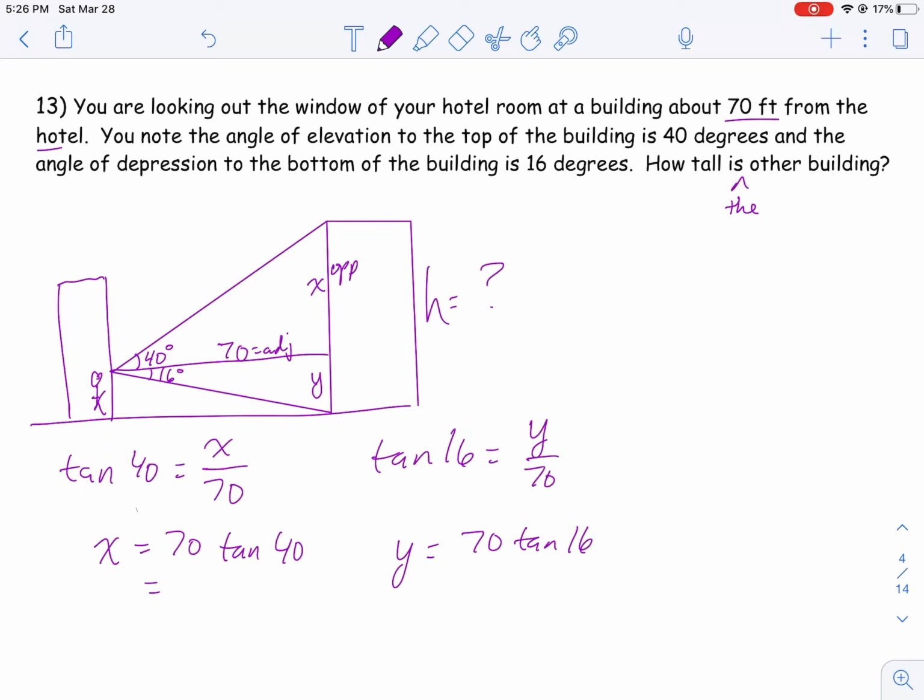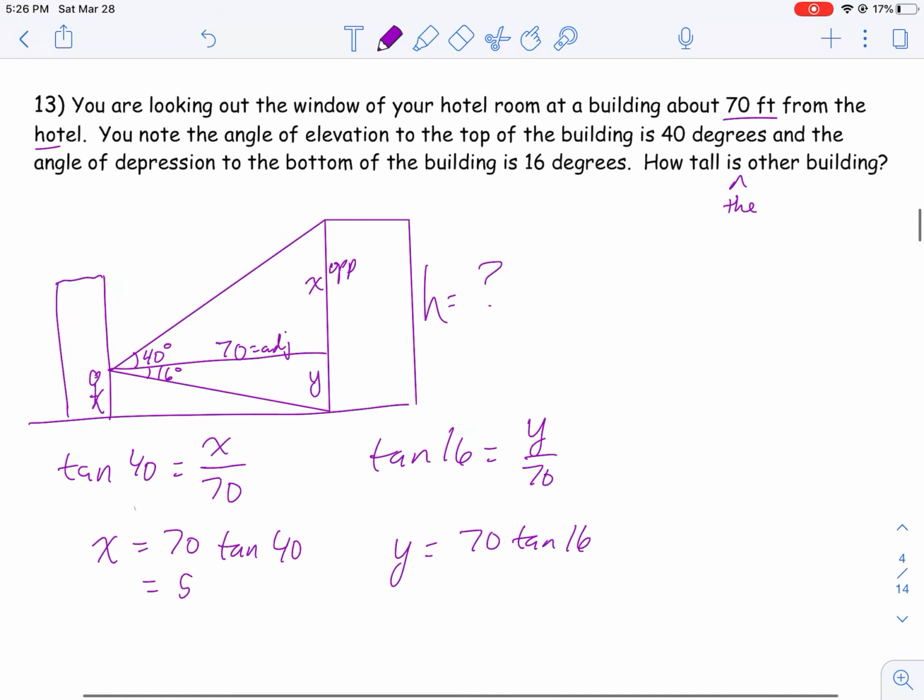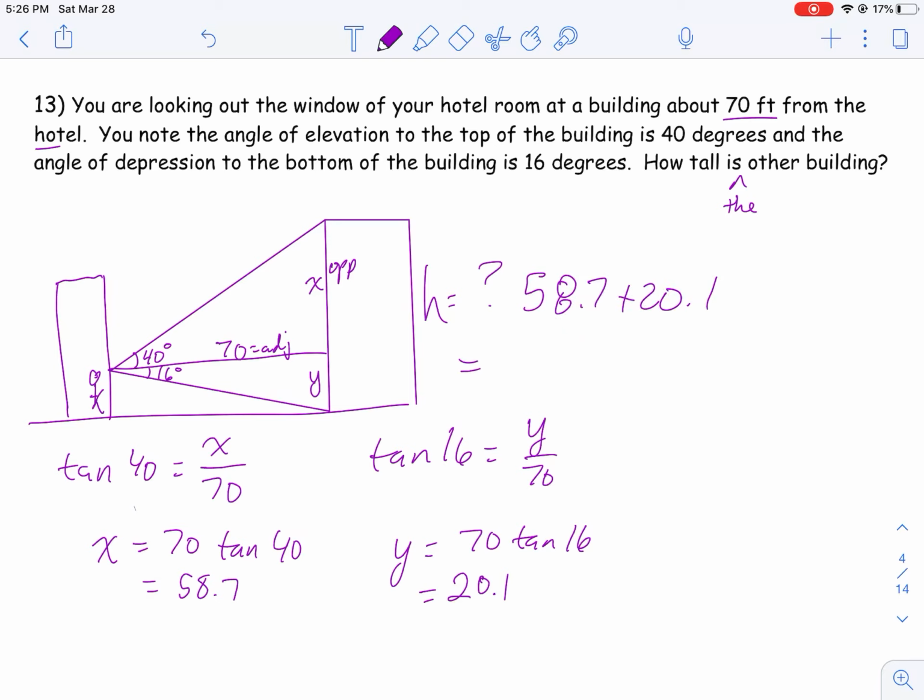And I haven't calculated those. So 70 tan 40, 58.7. And then 70 tan 16, 20.1. We then know that the height of the building is going to be 58.7 plus 20.1. So the height is 78.8 feet tall.